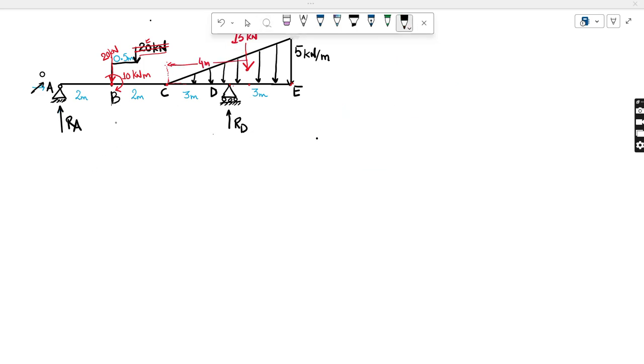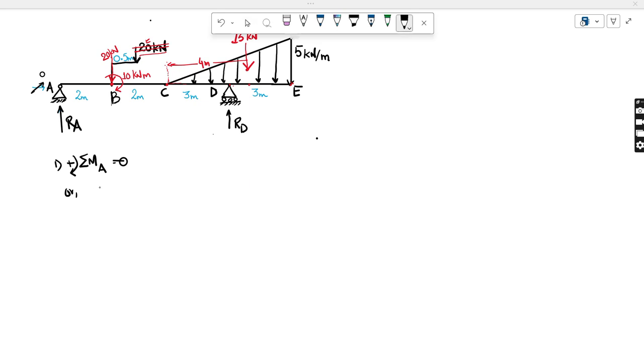Okay, so now to calculate the support reactions, at first I am going to take the moment of all these forces about the point A, taking the moment in clockwise direction as positive, equals to 0. So for A, let's see what I will get. So let's find the moment.